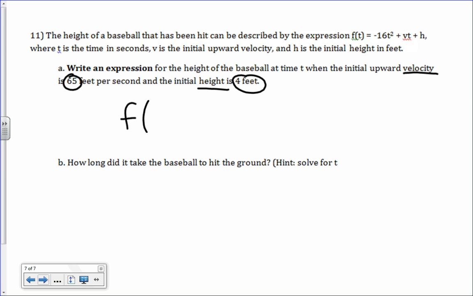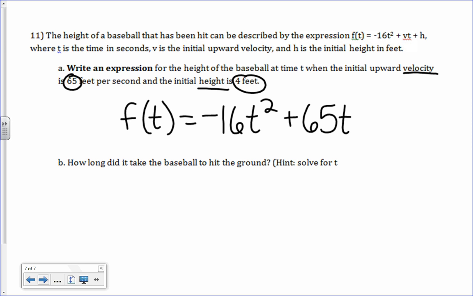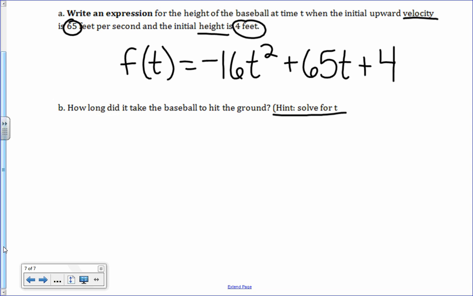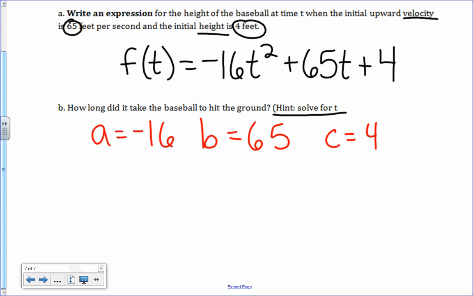So that one had f of t, so let's go f of t equals negative 16 t squared plus, instead of v, I'm going to put 65 because that's the velocity it gave me. 65 times t plus, instead of h, I'm going to put 4 for my height because that's the height it gave me. And then B says, how long did it take the baseball to hit the ground? And you see the hint, it says solve for t. So again, like we've done on the last two, label A, B, and C. A is negative 16. B right here is 65. And C is 4. Again, we want only the positive answer.